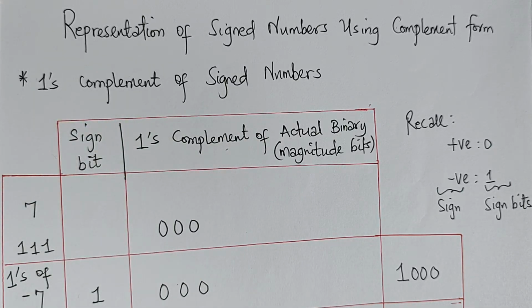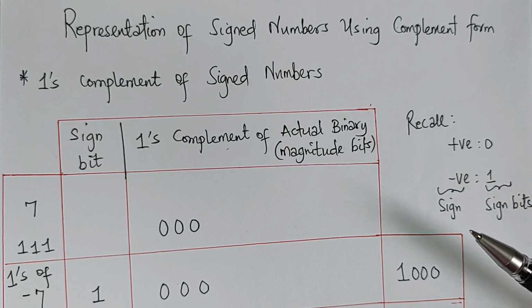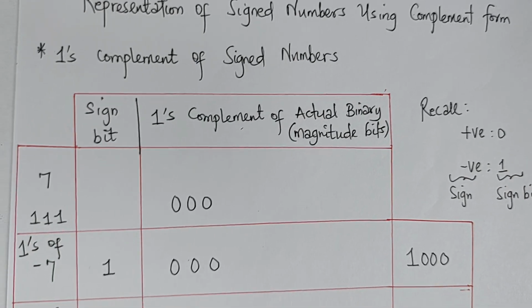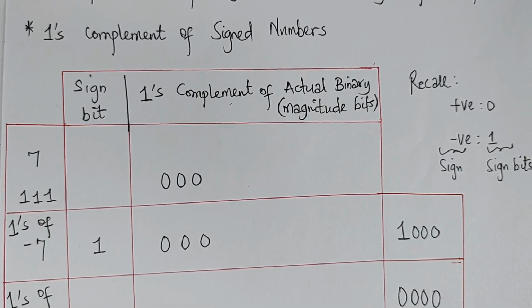We are going to use different examples, and before we do that, I'd like us to do some recall. The first recall I want us to do is it is stated that every positive sign will have a sign bit of 0. So that's what we have here. And for negative, the sign bit will be 1. So let's see the first complement we have here.